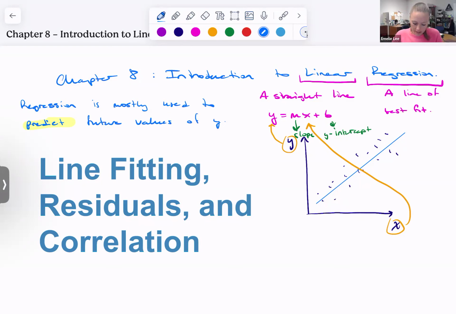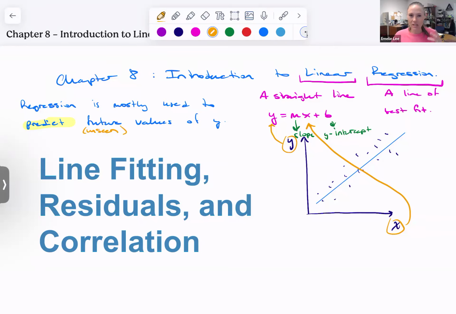Now, when I say future, I don't necessarily mean future in time. I mean future unseen values, right? And so here, unseen values of y, from some value of x. And so we'll talk about that.